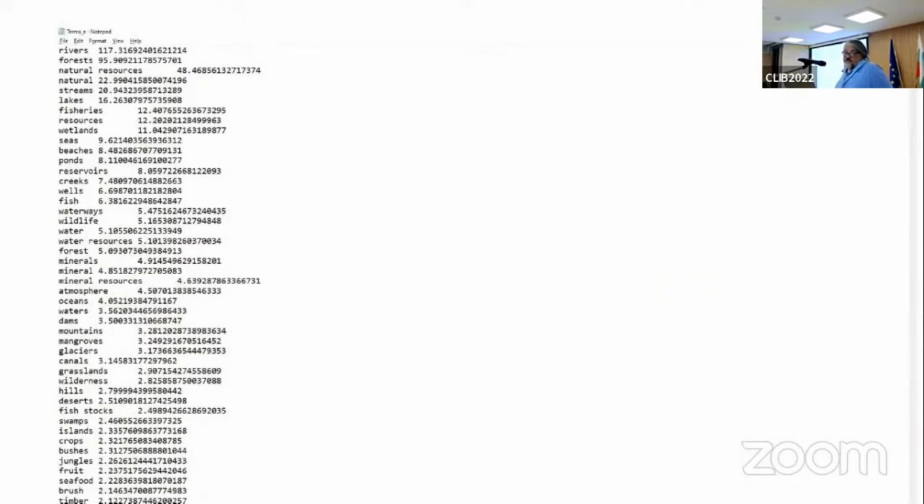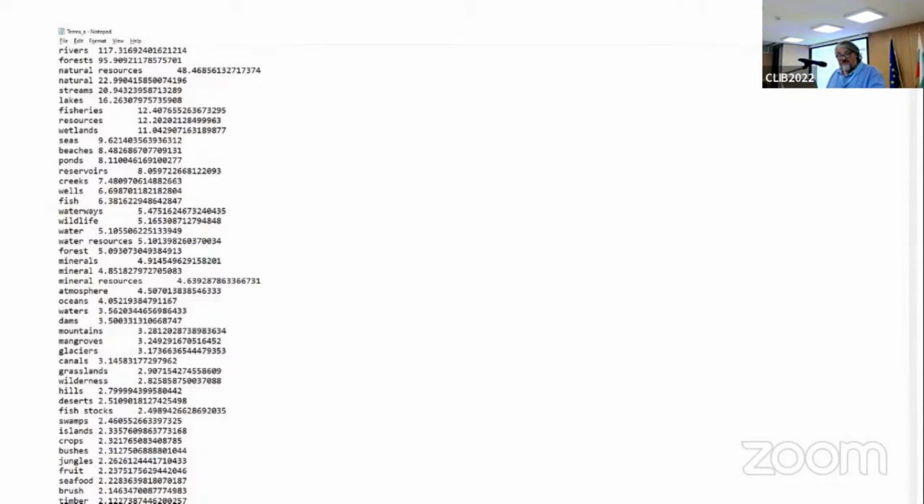So in the output, on the top, you can see the first three terms, which are the input. So the system is consistent; it learns its input as the highest score terms. And then after that, there are the terms which are suggested as belonging to the category natural resources. So you have natural, which is a bit outside, but it is a good adjective. Then you have streams, lake, fisheries. The word resources is more like a hypernym, but still it would be relevant if you're learning an ontology. Wetlands, seas, beaches, ponds, reservoirs, creeks.